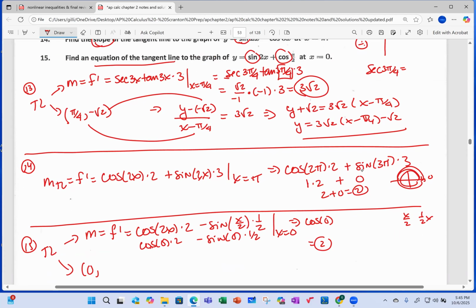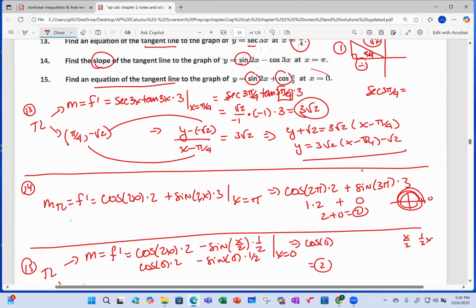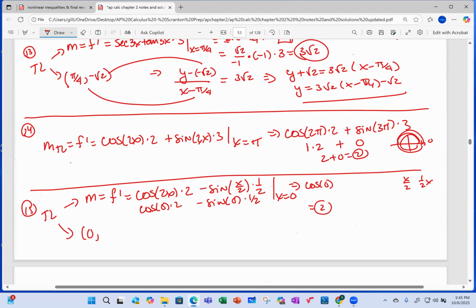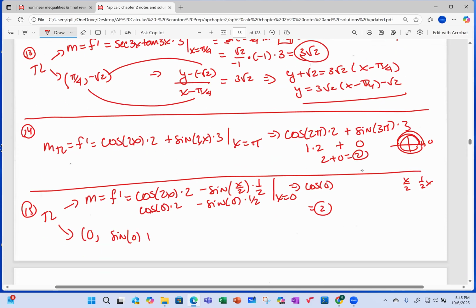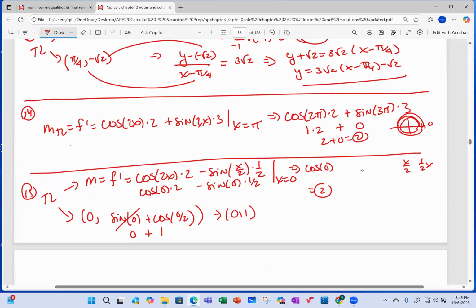Cosine of 0, oh, geez, I have to put 0 into here yet for the y coordinate. So the sine of 0 is 0. So this is going to be the sine of 0 plus the cosine of 0 over 2. So that's just 0, and that's just 1. So 0 plus 1 is 1. So my ordered pair is 0, 1.